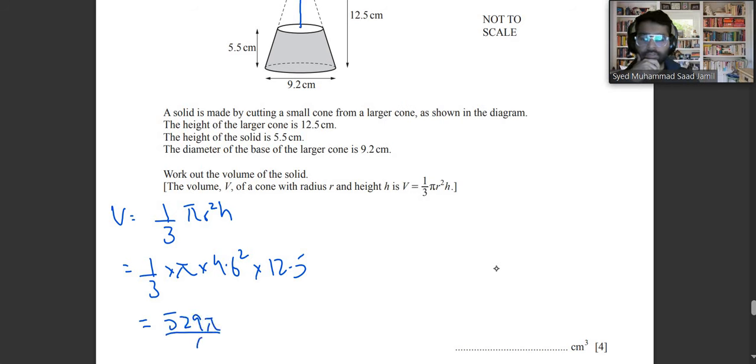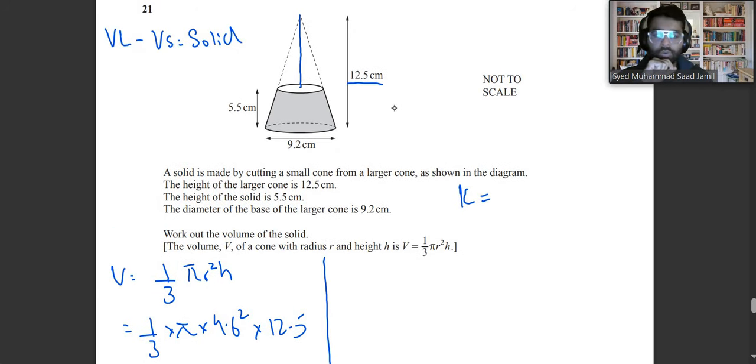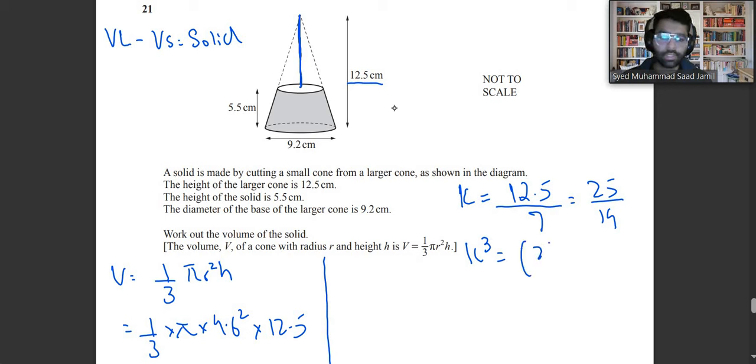529 pi upon 6. Now look, for the volume of the smaller cone, we do not have the radius of the smaller cone. So we will take a ratio. How will we take the ratio? Look, k equals the height of the whole shape, 12.5, upon the height of the smaller cone. It's 12.5 minus 5.5, it's 7. So you can say 25 upon 14. Now since we are talking about volume, k cubed will be 25 upon 14 cubed.